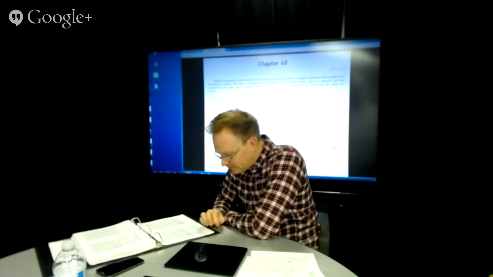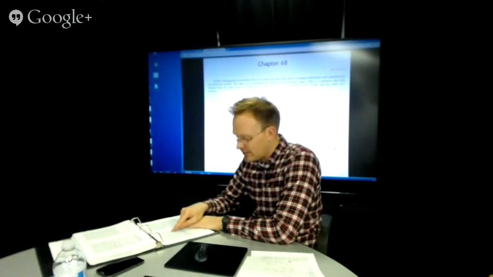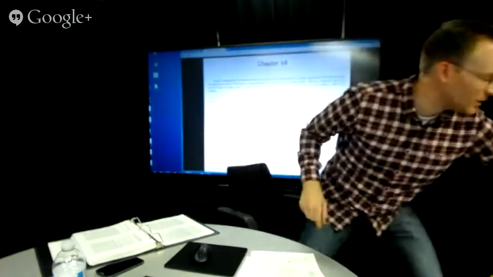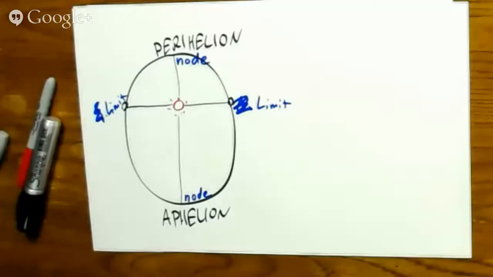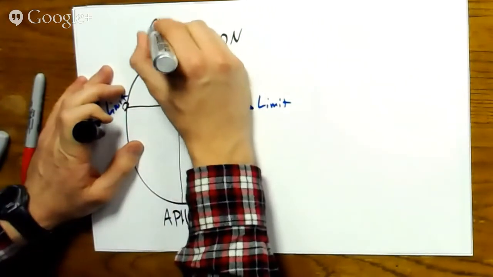He says, the last sentence on the paragraph before it: if the nodes were connected to the apsides. I'll put that picture back up here while I'm reading it. You can have the image in mind. If the nodes, and then perihelion and aphelion are apsides. Let me write that too.